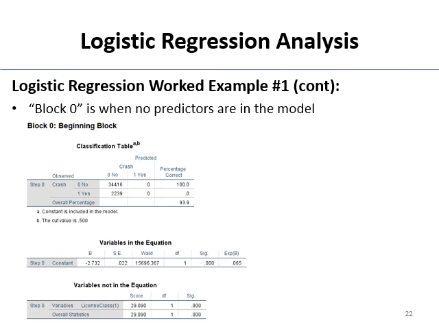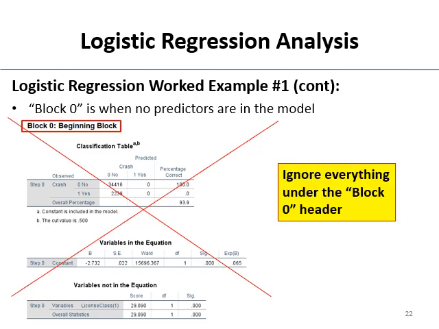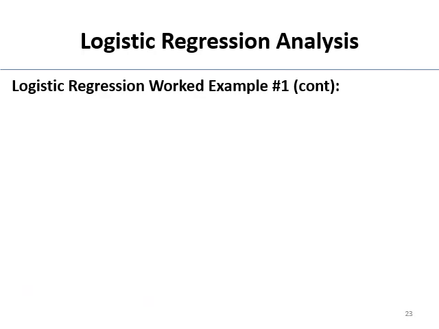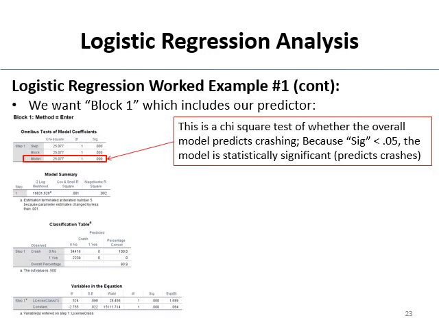So when you do the output, you get this thing called block 0, which is just awful that it does this to you. Never look at block 0. So I'm telling you here, cross out and ignore block 0. It's on the output. It's confusing. It's a model with no predictors in it that it just does to be annoying because SPSS hates us. So ignore everything under the block 0 header. We want block 1. So block 1 includes our predictor.